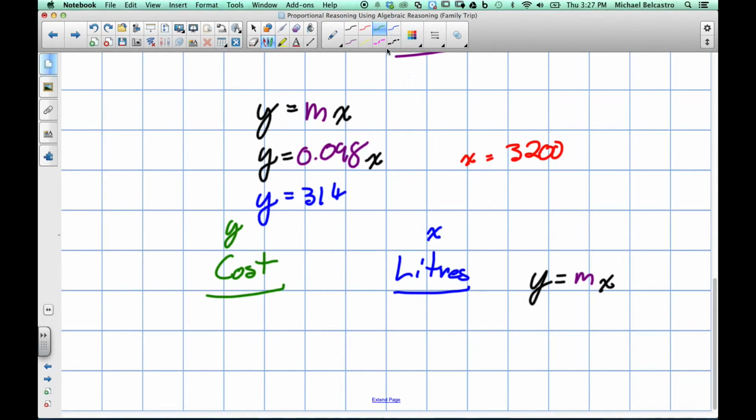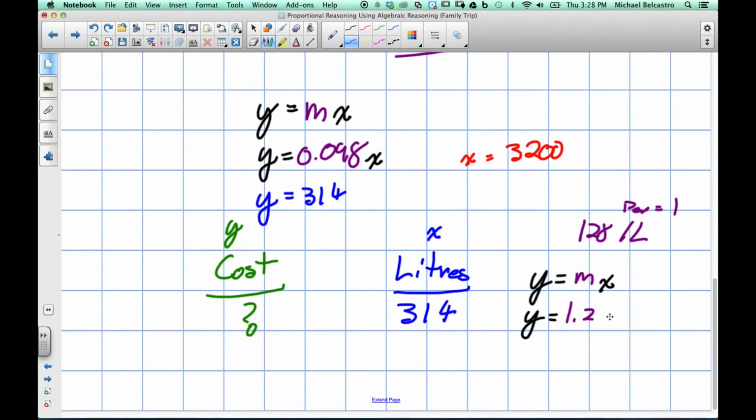And they've already told us our rate. In the question, they said we use 128 cents for every liter. Well, if x represents liters, that's perfect. We've already reduced it to per 1 liter. I'm going to convert it to dollars, so 1.28. And remember, we used 314 liters on this trip, so what was our total cost? Well, we'll plug this formula in, y equals 1.28x.